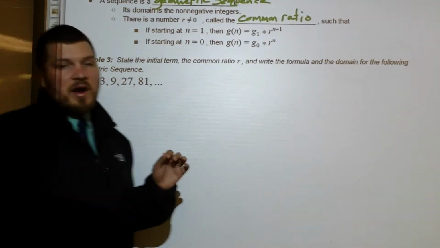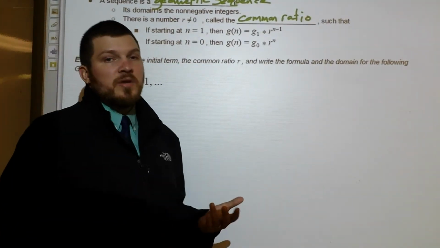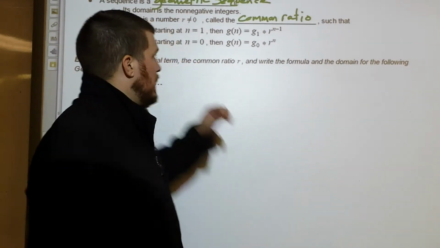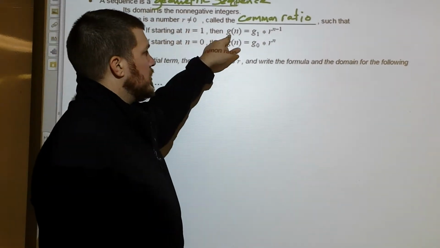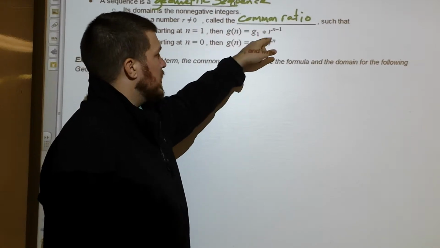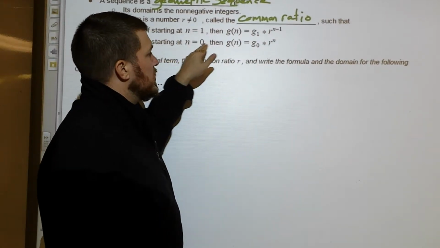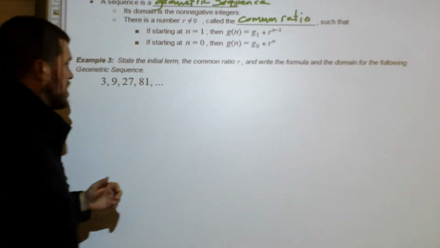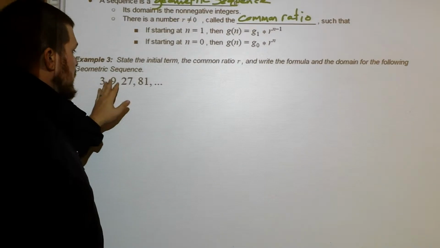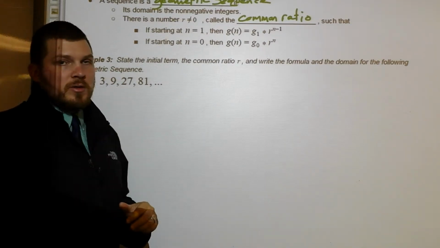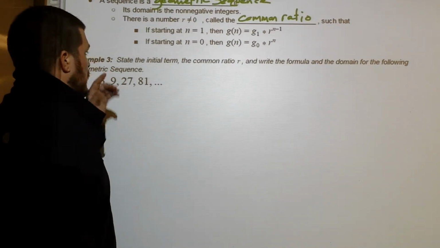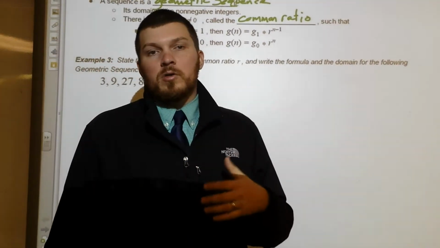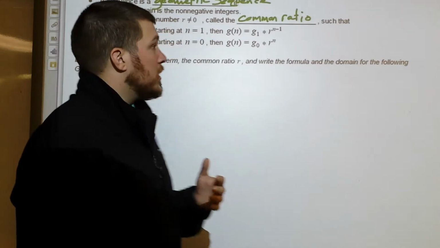And again, like with the arithmetic sequences, it can be written two different ways, and it's all based on what position you started with. If you started with the first position, then you're going to write the geometric sequence this way. If you start with the 0 position, then you're going to write it this way. So we're going to do it both ways in this example. In this sequence, which is just an ordered list of numbers, we want to state the initial term, common ratio, and then write the closed form definition, or the formula, however you want to say it, for the geometric sequence.